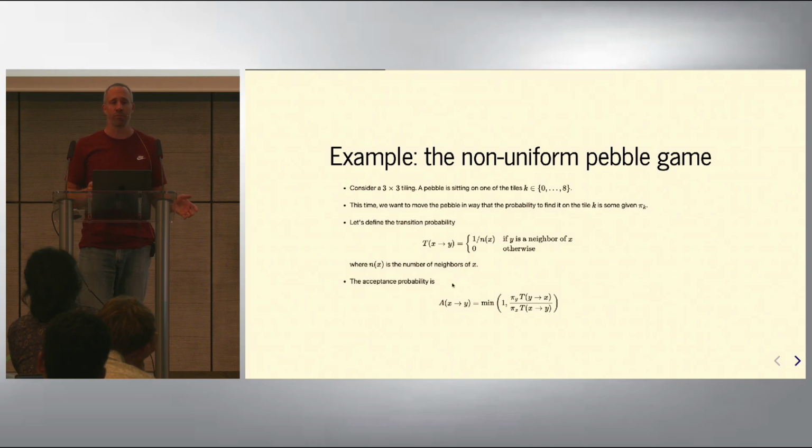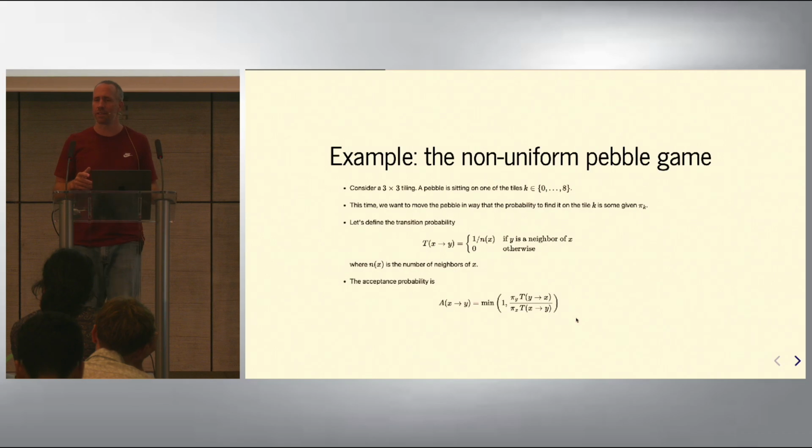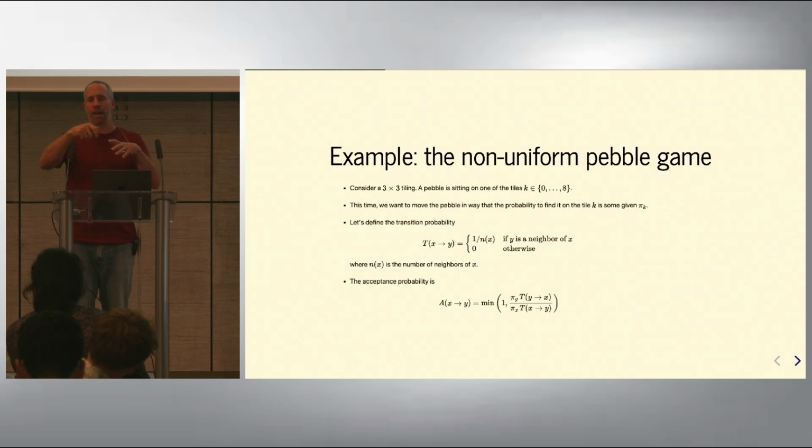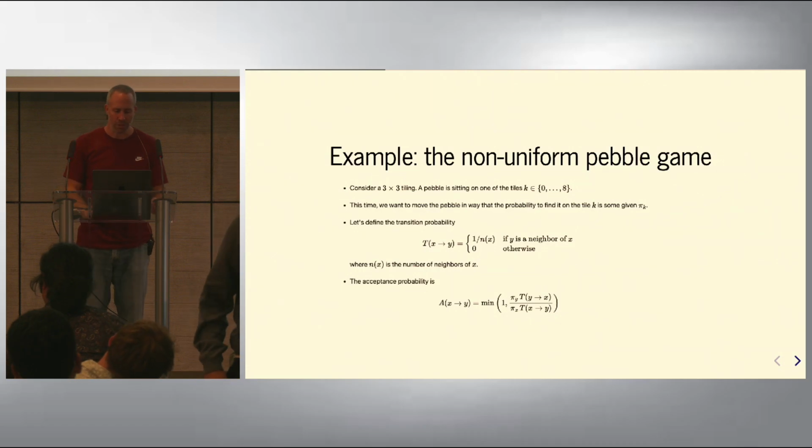And then I just accept or reject the move with this acceptance rate. To make things clear, if I make a proposal and I accept it, I put the pebble where I proposed. If I reject it, I keep the pebble where it is. And that's my next configuration in the Markov chain. So sometimes, if you reject many proposals, you will stay in the same configuration for some time, and then you will move. Great.